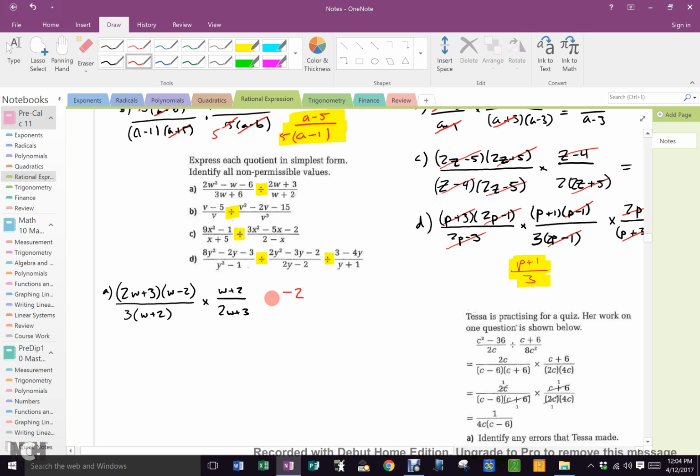Now my non-permissible values, of course, are negative 2 and negative 3 halves. W can't equal those. And then we do our canceling. 2w plus 3, 2w plus 3, w plus 2, w plus 2. And I'm left with w minus, oh, I'm going to write that over here. W minus 2 over 3. Because I'm trying to save room.